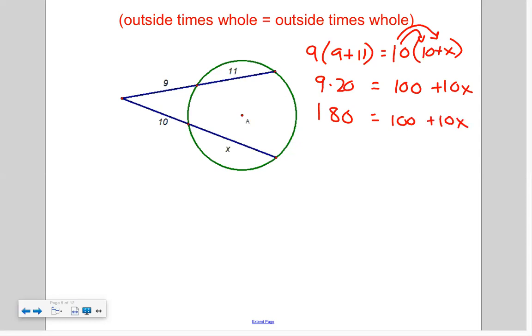I'm going to subtract 100 from both sides. 80 equals 10X. And if I divide both sides by 10, we get X equals 8. And I would say it doesn't look like it's drawn totally to scale, but not every picture will be drawn totally to scale. All right. So outside times whole equals outside times whole. Let's take a look at another example.